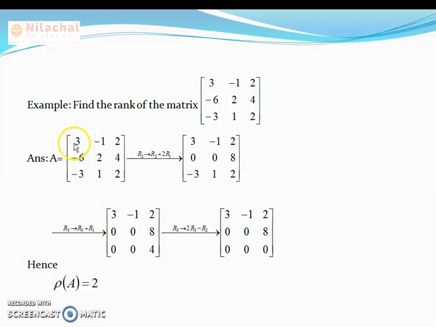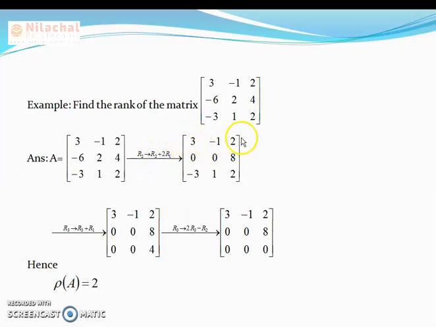That means you have to multiply 2 here. So you write R2 plus 2R1. Why is it plus? Because both have opposite signs. Opposite sign means if you add, they can cancel. So that value becomes 0. That's why R2 plus 2R1.